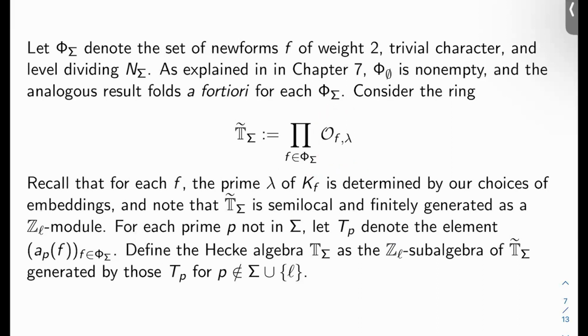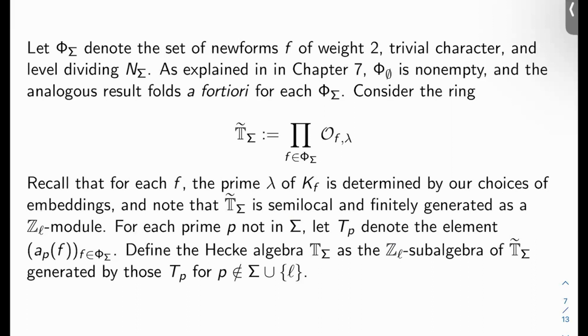All right. The reason for this notation is it's suggestive that this is going to be a Hecke algebra, and it is. Okay. So let's recall for each f, the prime lambda of K sub f is determined by our choices of embeddings. And let's note also that T tilde sigma is semi-local and it's finitely generated as a Z_l module. These are just good things to know.